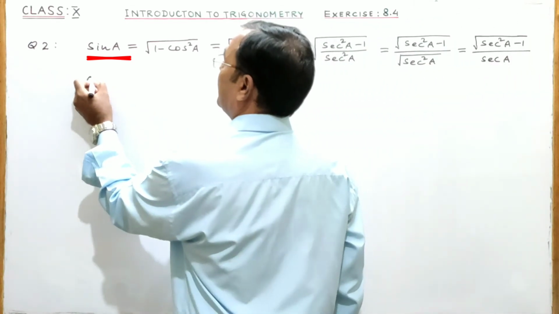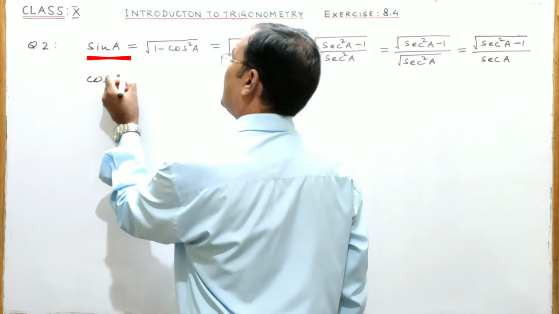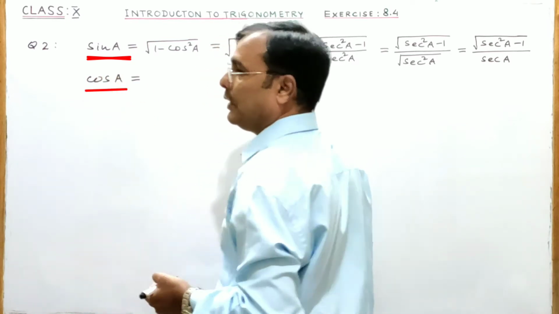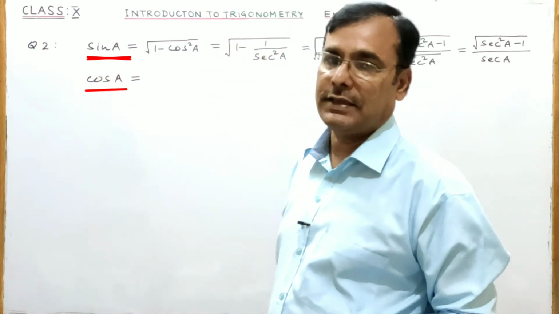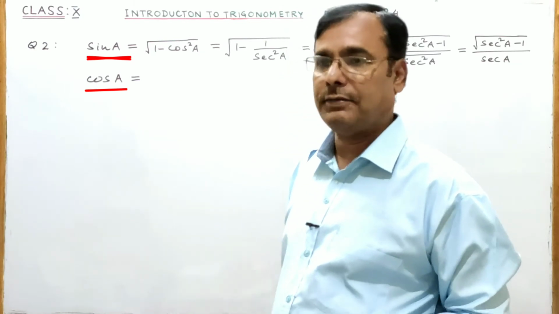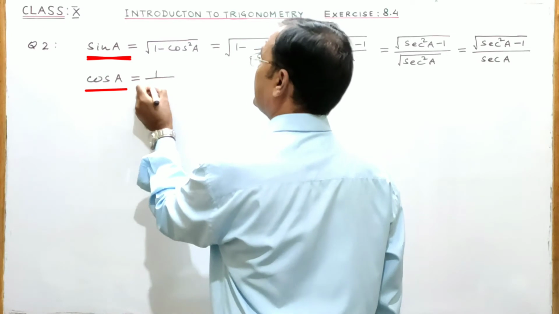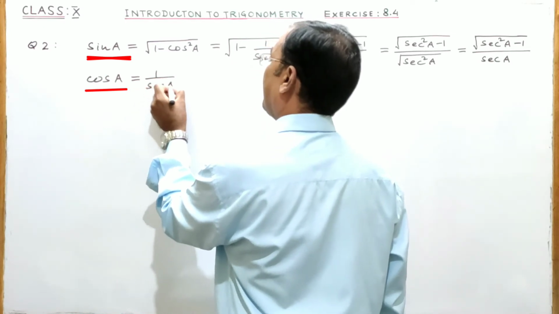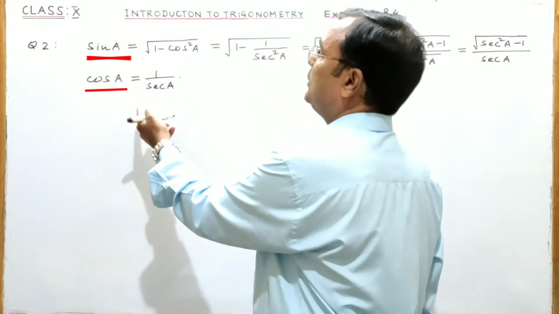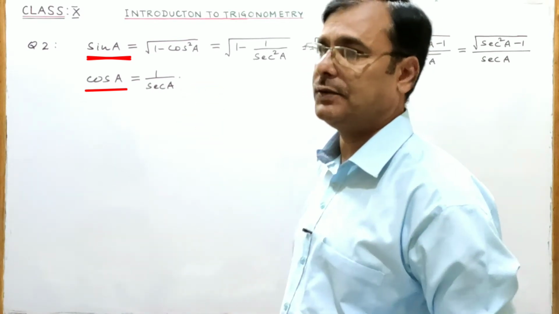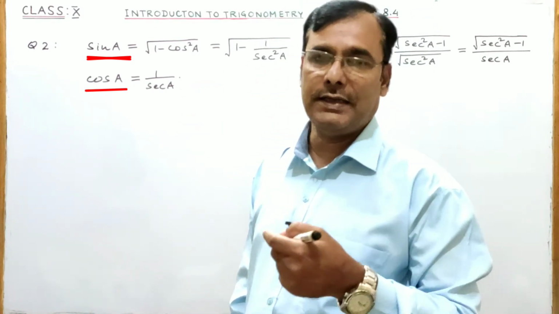Then cos A. Cos is reciprocal of sec, or we can say sec A is reciprocal of cos A. So cos A we can write 1 by sec A. So this way cos A is expressed in terms of sec A like this, 1 by sec A.